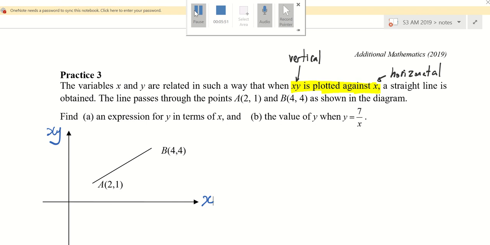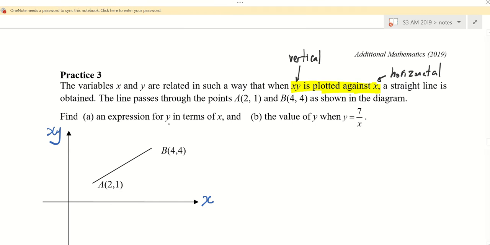Okay, so I stop. They say I want an equation where y is in terms of x. So what's the first step? Find the gradient. So find gradient, what formula do you use? Rachel? Y2 minus y1. So 4 minus 1 over 4 minus 2. And after calculator, the answer is 3 over 2. So next person, Gerald. After I find the gradient, what do I do?